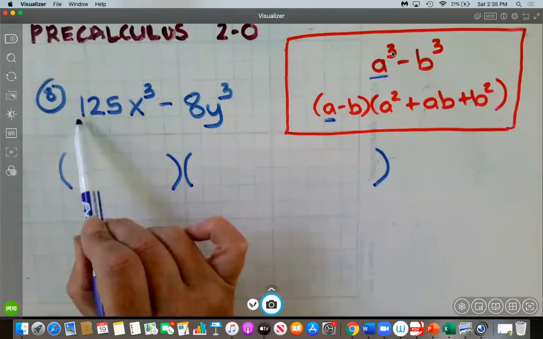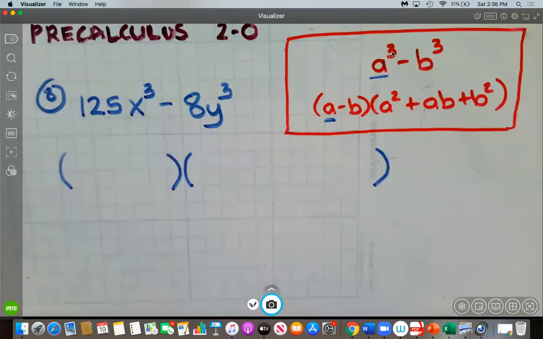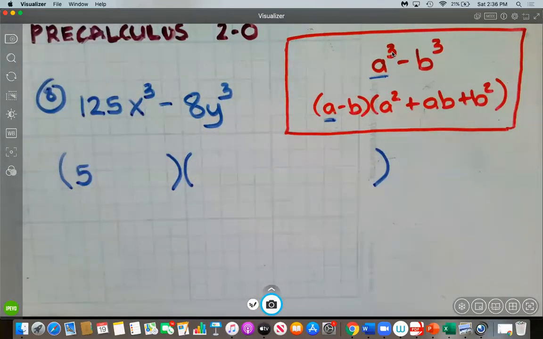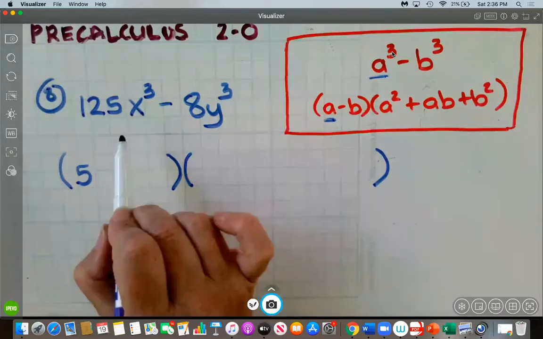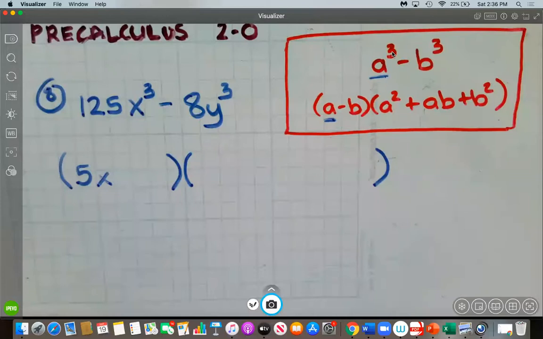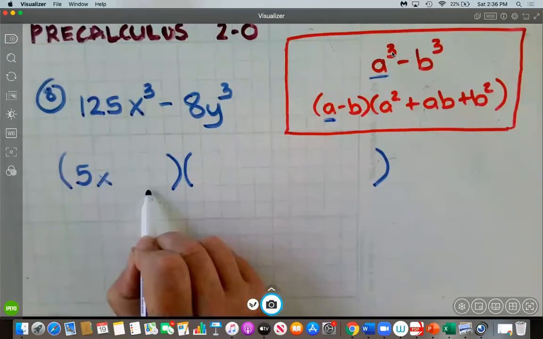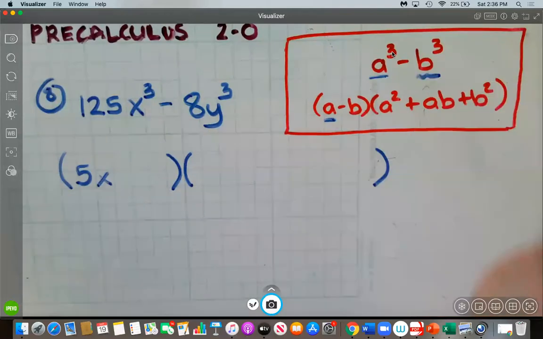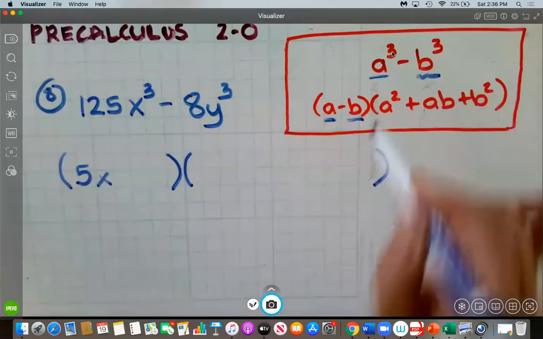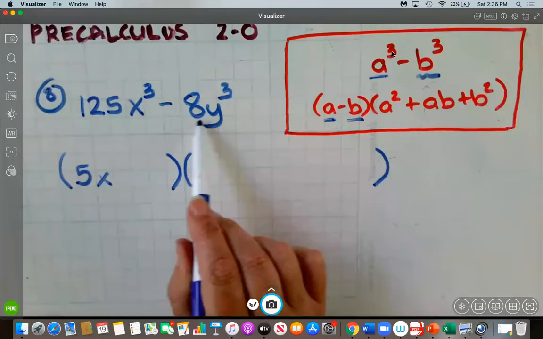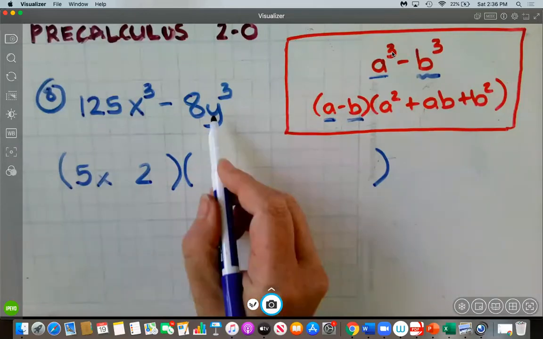So if we take 125x cubed and take the cube root of that, the cube root of 125 is 5, because 5 times 5 times 5 is 125. And if you take the cube root of x cubed, that's x. Then I'm going to leave out my signs for the moment, just leave a little gap there, and do the next one. Here we have b cubed. We're going to take the cube root of that to find b. The cube root of 8y cubed: the cube root of 8 is 2, and the cube root of y cubed is y.